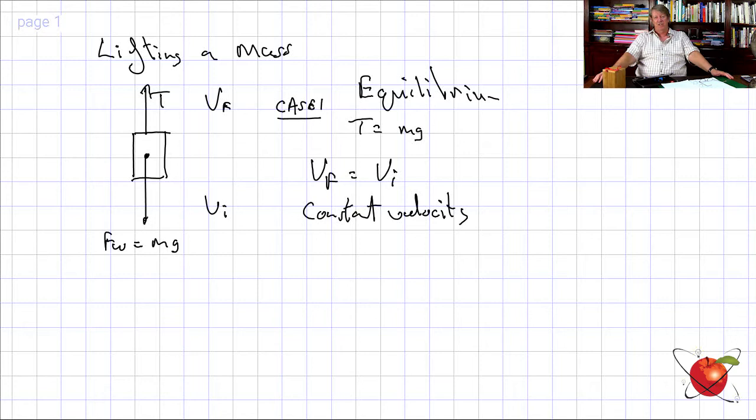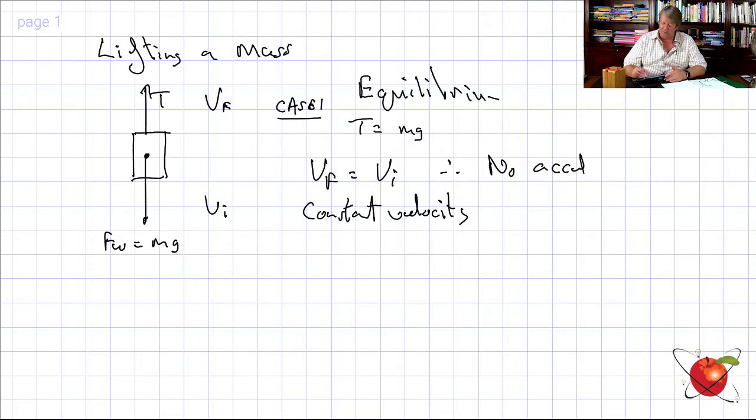Recapping some of the previous work that we did. Now, if it's in equilibrium, it means that the velocity is not increasing. Therefore, there is no acceleration. Correct? If something's velocity stays at 60 kilometers an hour there and here, it hasn't accelerated, because acceleration is change in velocity over change in time.